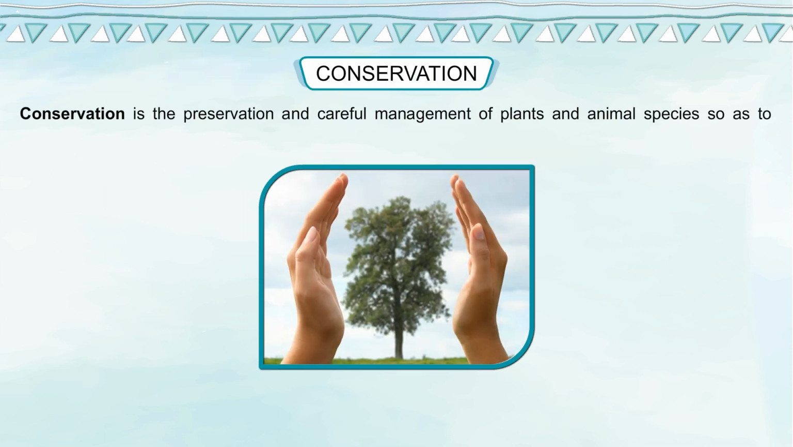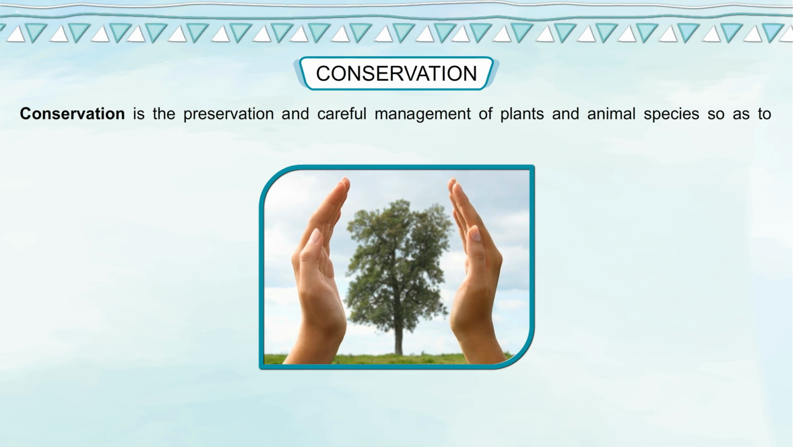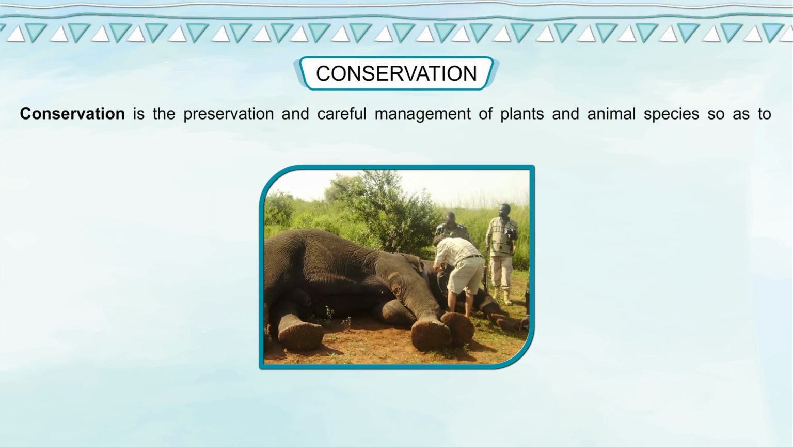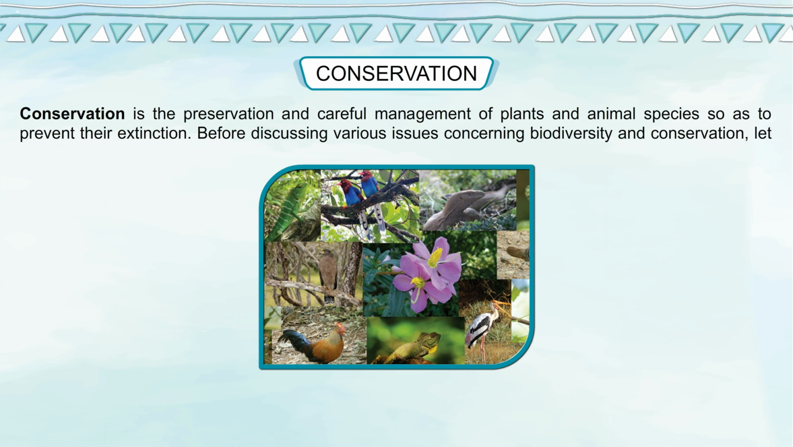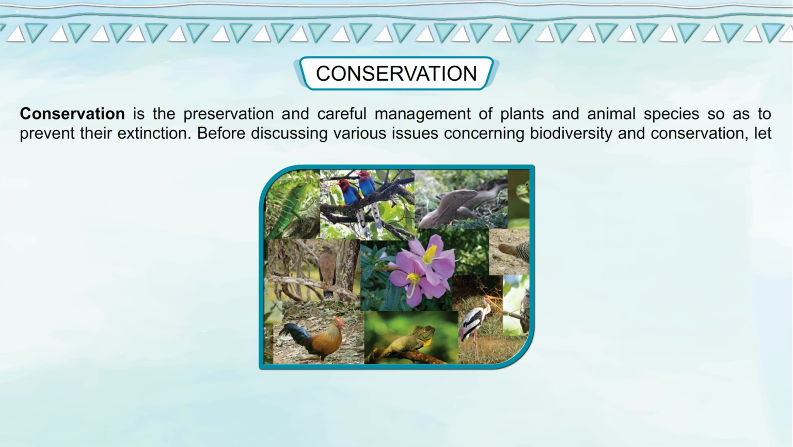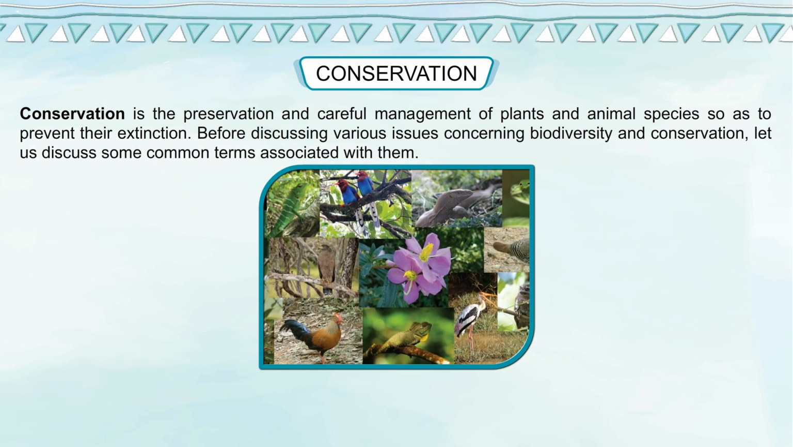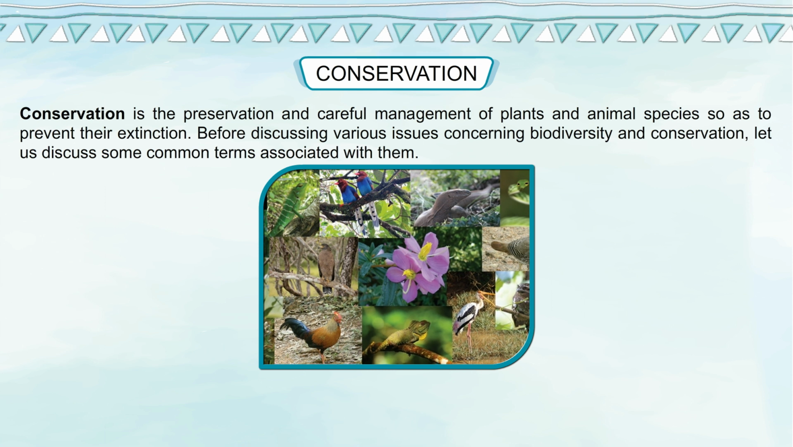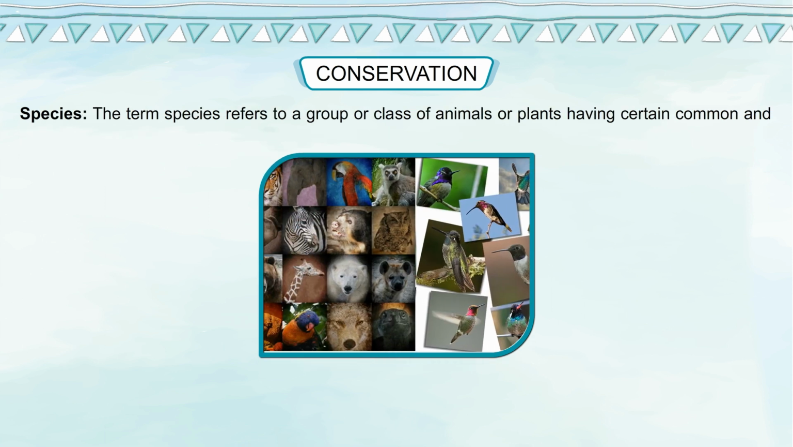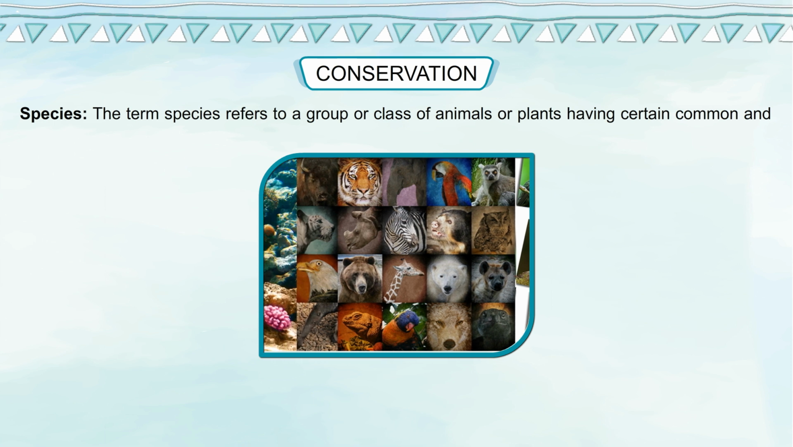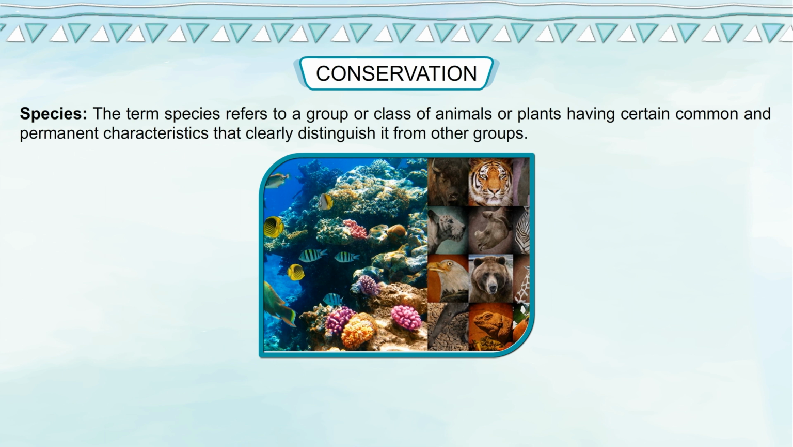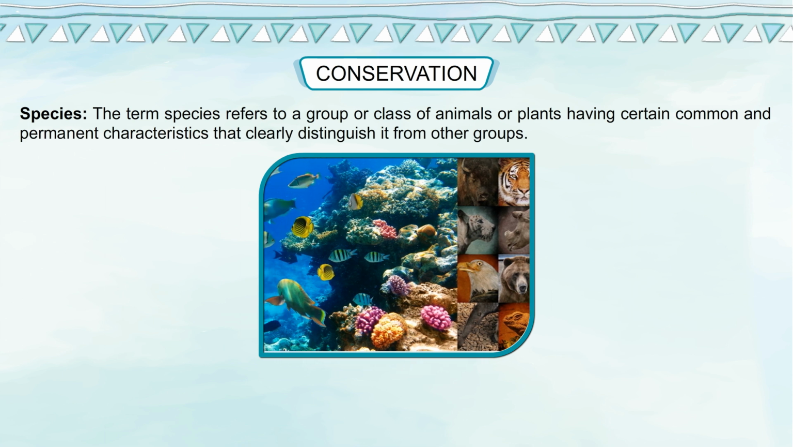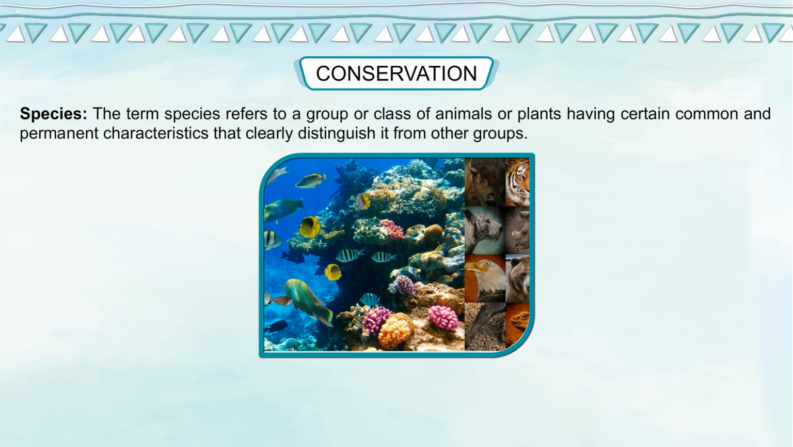Conservation. Conservation is the preservation and careful management of plants and animal species so as to prevent their extinction. Before discussing various issues concerning biodiversity and conservation, let us discuss some common terms associated with them. Species. The term species refers to a group or class of animals or plants having certain common and permanent characteristics that clearly distinguish it from other groups.